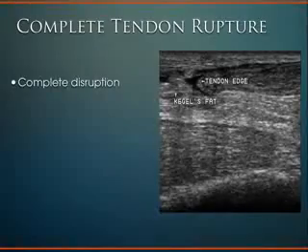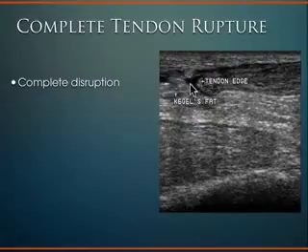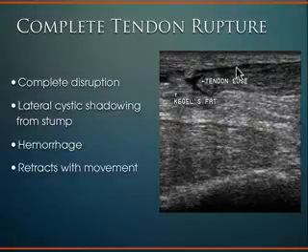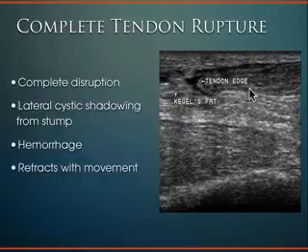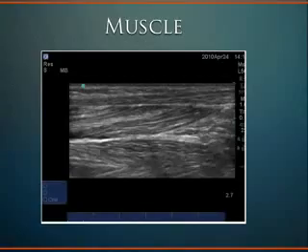And then complete tear, basically what you can see on this image here is this is the leading edge of the tendon, should be connecting to this part of the tendon, but there's obviously disruption there, retraction of the tendon, localized fluid collection, and if you were to take that through range of motion, you would basically see that tendon stub retract, and you can see that dynamically. So that can be quite helpful. So we'll move on to muscle.